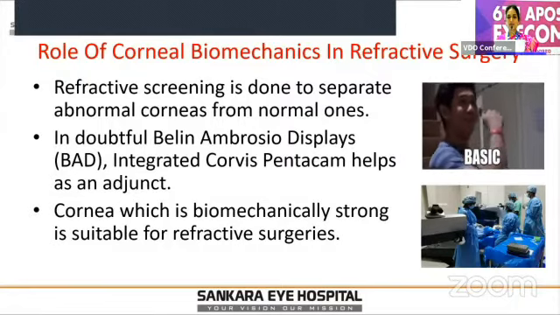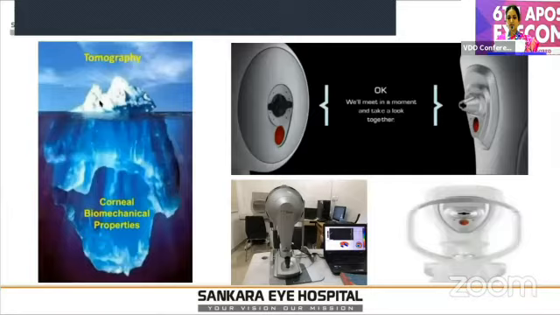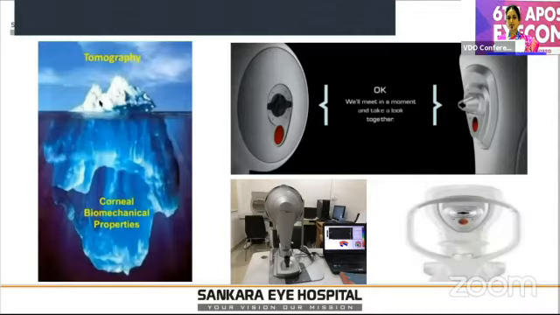So corneal biomechanics is below the tip of the iceberg. The topo and tomo, which are above the iceberg, are used in refractive screening to separate the abnormal corneas from the normal ones. In BAD-D, the integrated Corvis Pentacam helps as an adjunct. Here the corneal biomechanical properties are more than what we see above the tip of the iceberg. Both the Oculus Pentacam and the Corvis ST have to be looked at together.